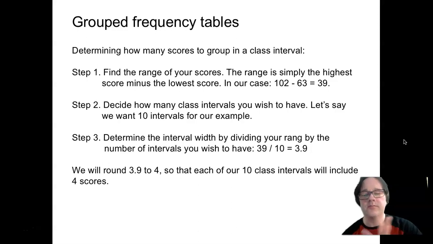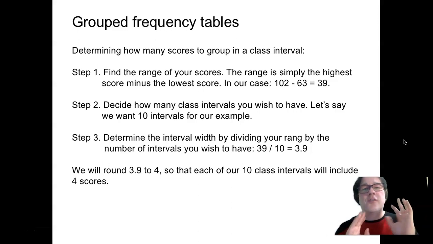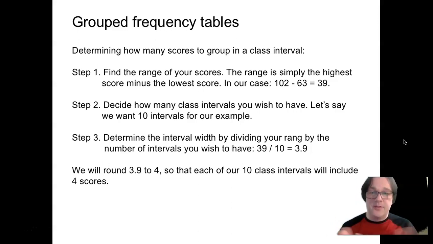And typically for, say, exam scores, 10 might be useful. Between an 80 and a 90, we're talking about a class of essentially B's, right? B minuses, B's, B pluses. So maybe for our purposes, we'll go with 10. But whatever, for this example, we're just going to go with 10.